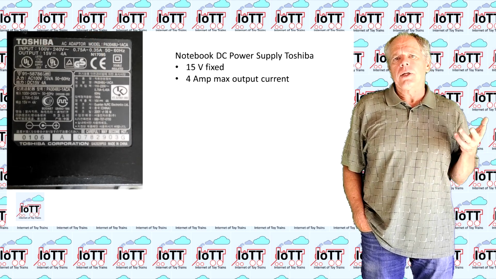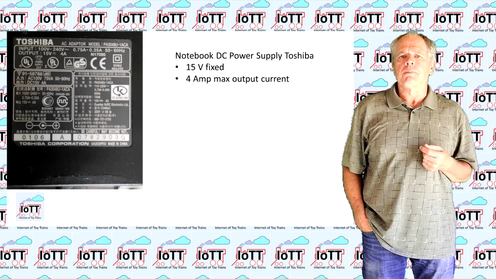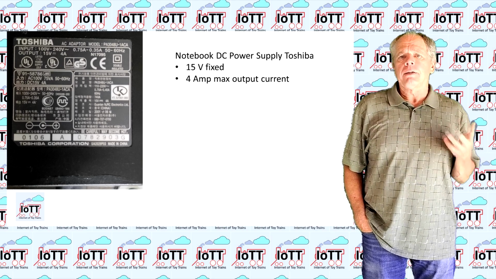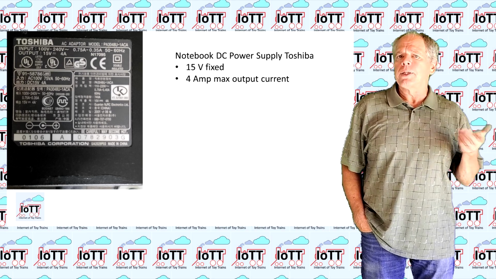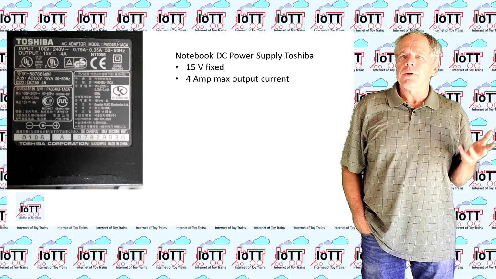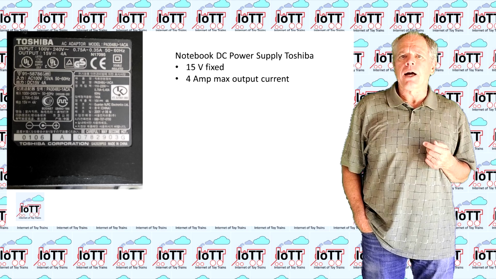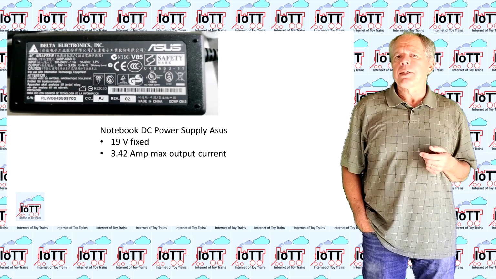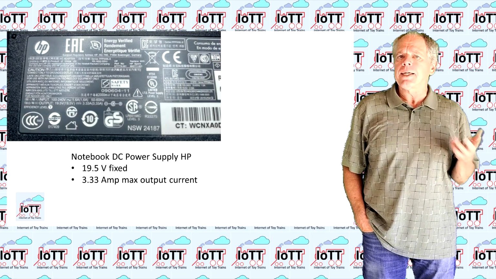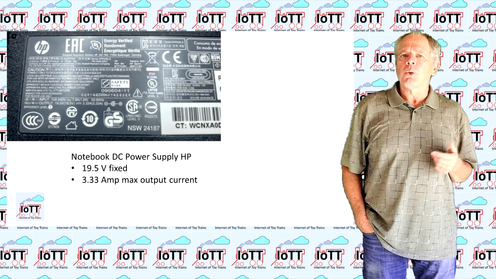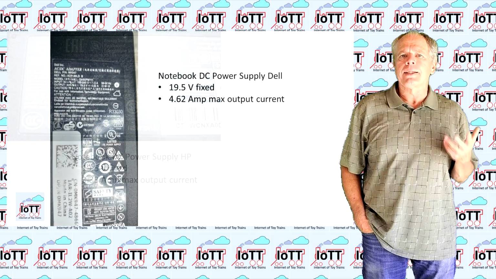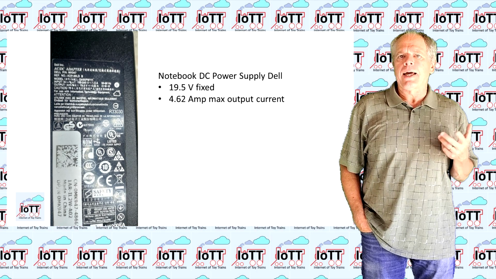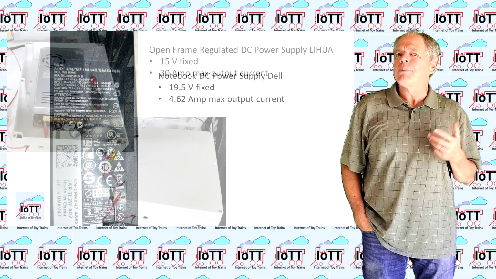Then I had a look at 4 old notebook power supplies. The first one was a 15 volt 4 amp Toshiba. That one is from 2001, so more than 20 years old. The other 3 were all around 19 volts output, but different nominal current. The first, from Asus, can deliver 3.4 amps at 19 volts. The second is from HP and outputs maximal 3.3 amps at 19.5 volts. And the third, from Dell, can provide 4.6 amps at 19.5 volts, but is slightly bigger.